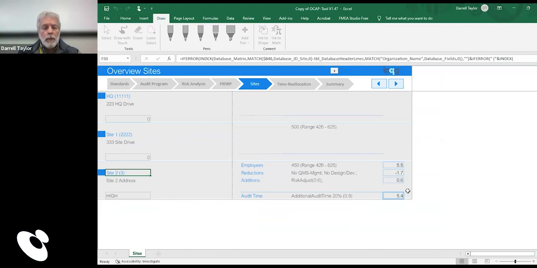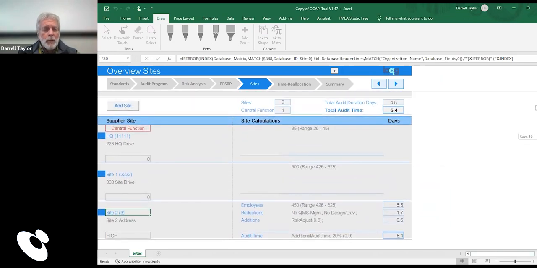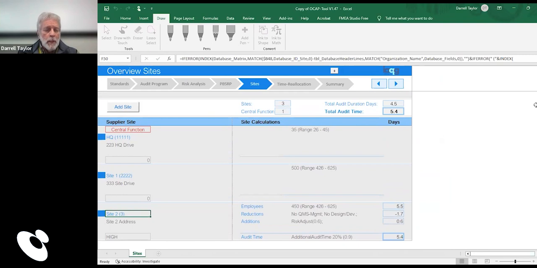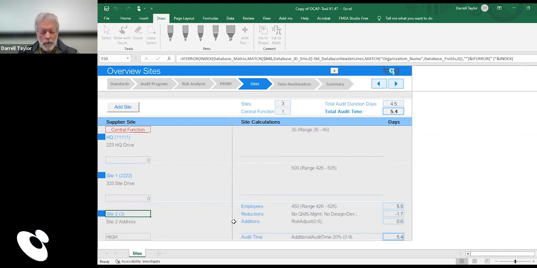So here's a quick look at the sites. They're all listed here. You can see the reductions that were taken. I didn't take any reductions up here. The central function, just FYI: if they're doing design and manufacturing and all that, you might say, well, they're not doing it. Well, they're managing it. So we leave it in there, so that if they're doing all that, it gets captured here. This particular site, my site 1, didn't have any reductions, so it got dumped in just as it is. And we get our total.